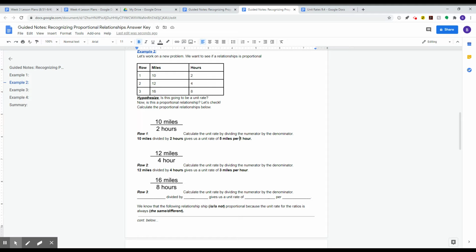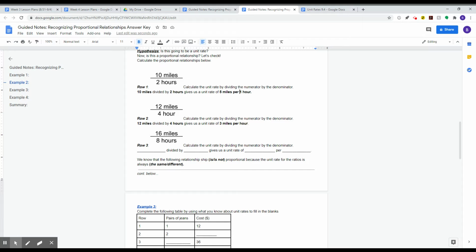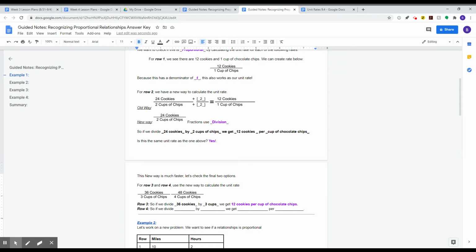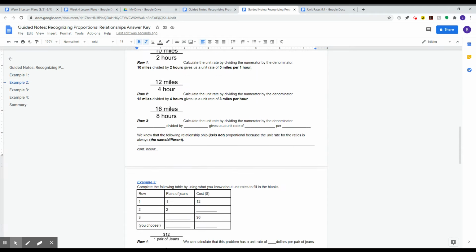We already know that this is not proportional. So if I wanted to, I could just be like, boom, not proportional. But I want you to do row 3 by yourselves. Okay, you can pause and work on that right now too. Same thing with this one up here. If you didn't finish row 4 here, please pause and go ahead and work on those for a little bit.